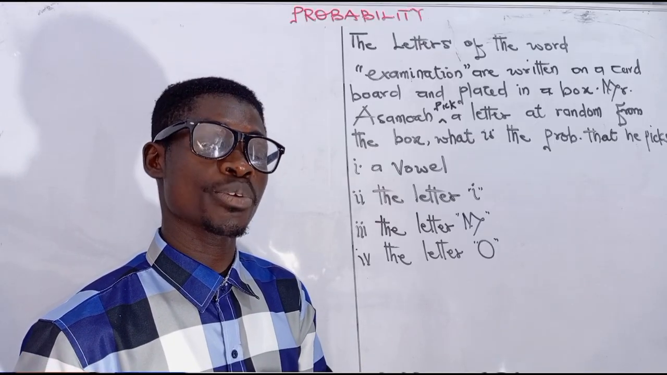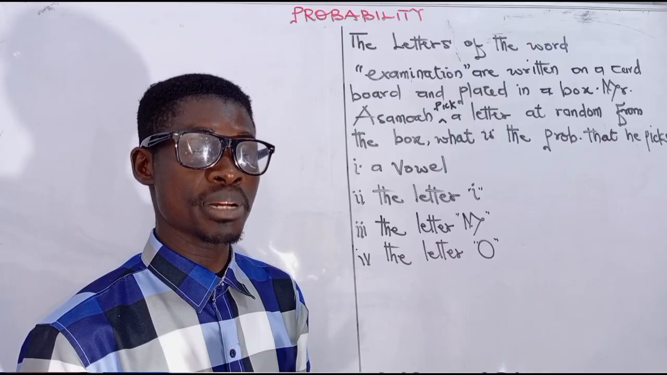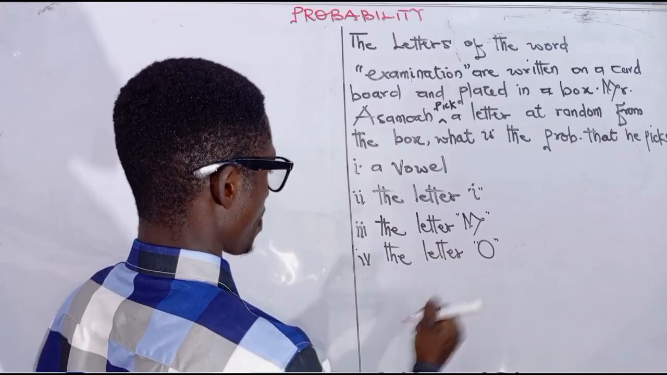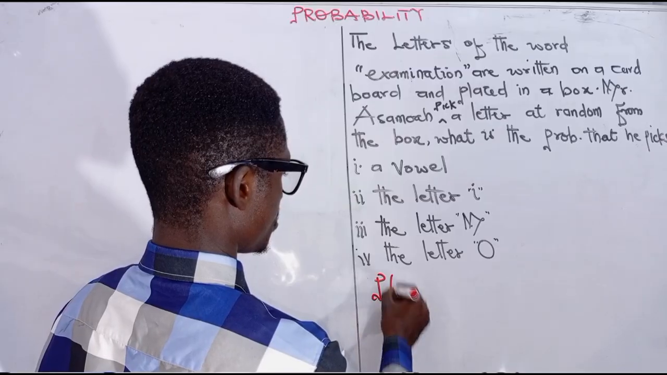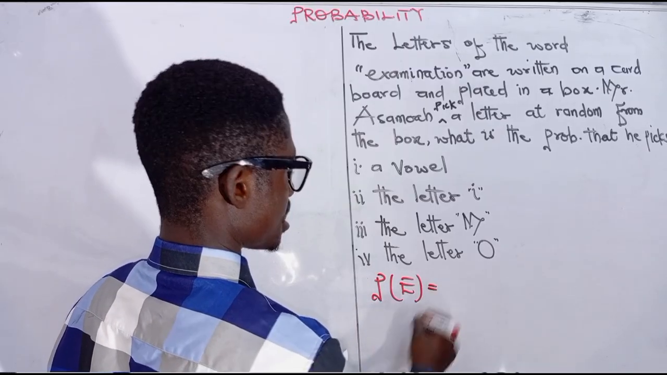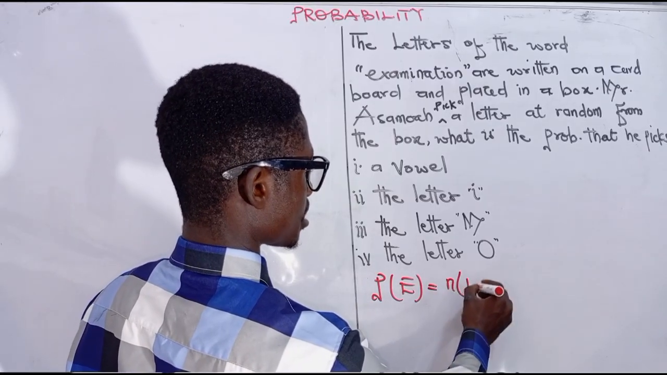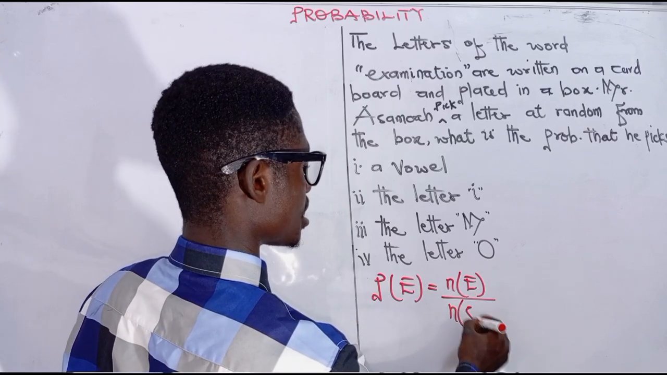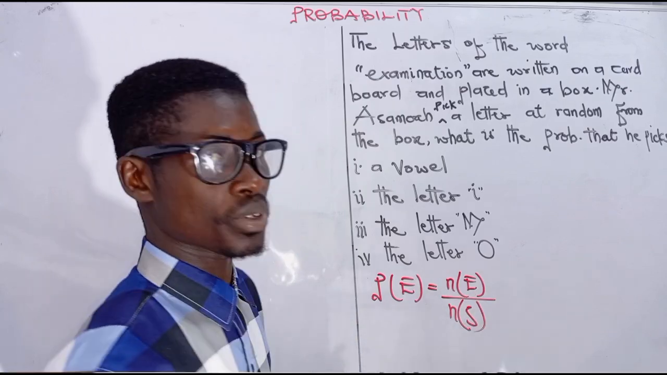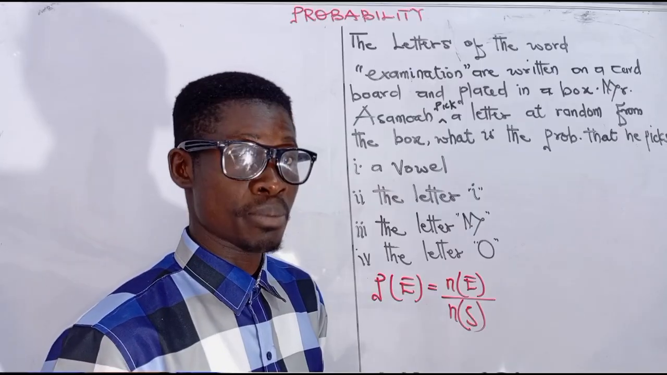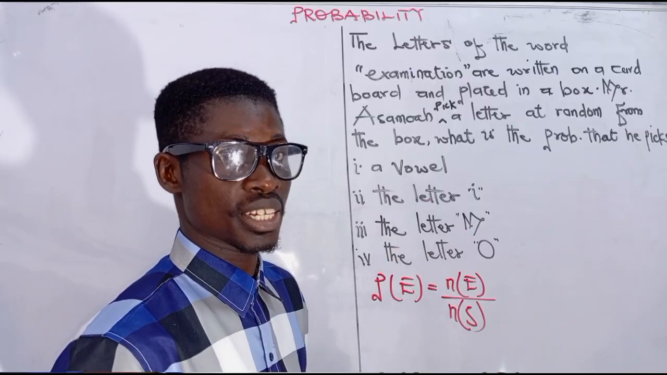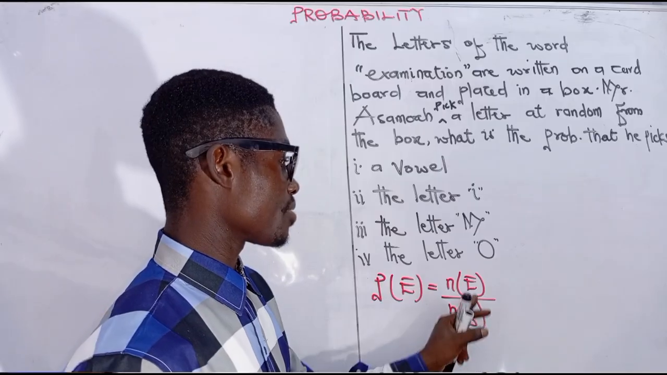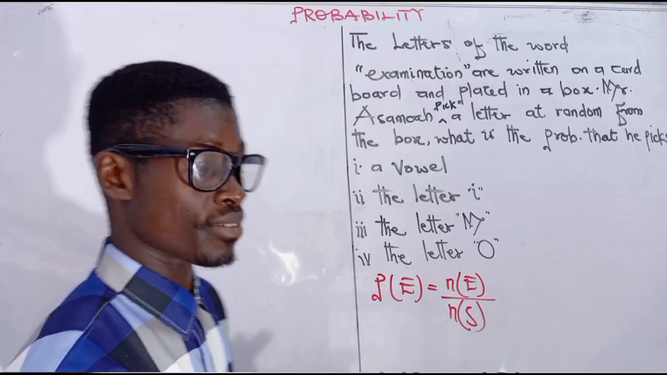In our previous lesson, we established that the probability of an event is given by the number of outcomes in the event all over the number of outcomes in the sample space. To find the probability of each of these events, we are first going to find the number of outcomes in the sample space, and then we find the number of outcomes in the event.